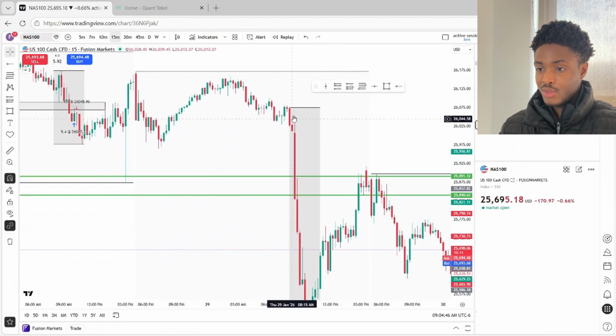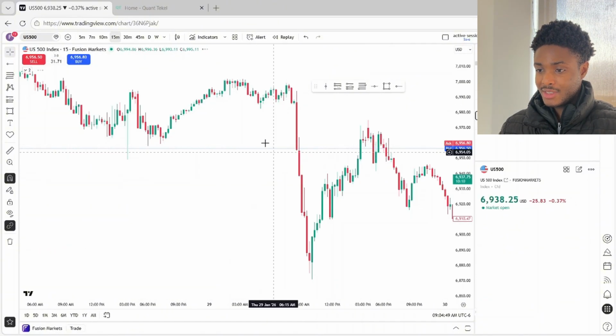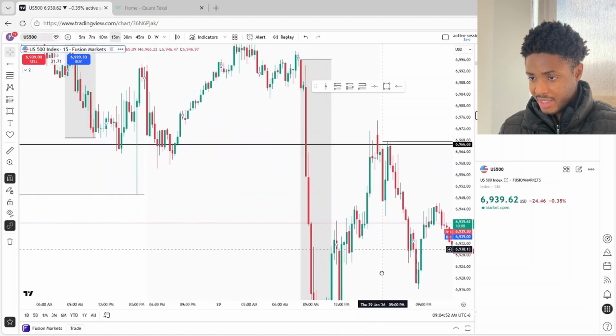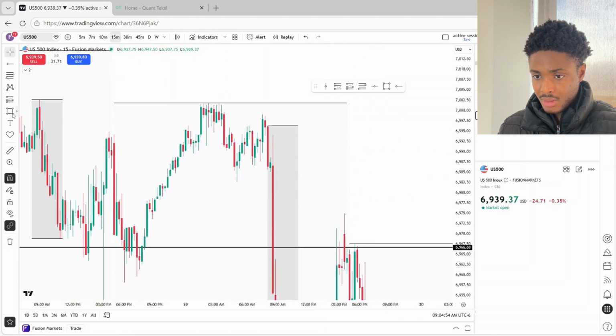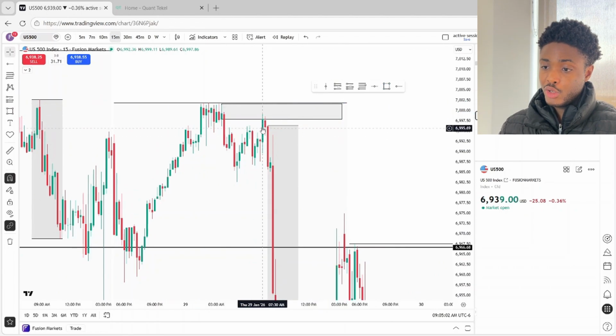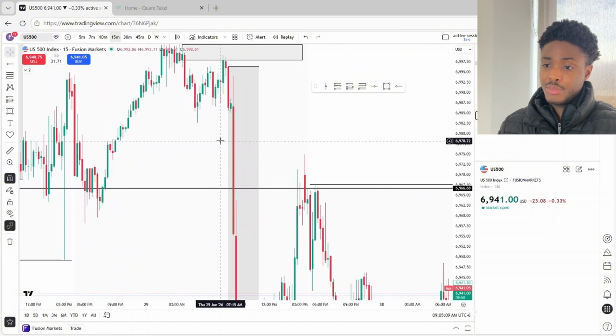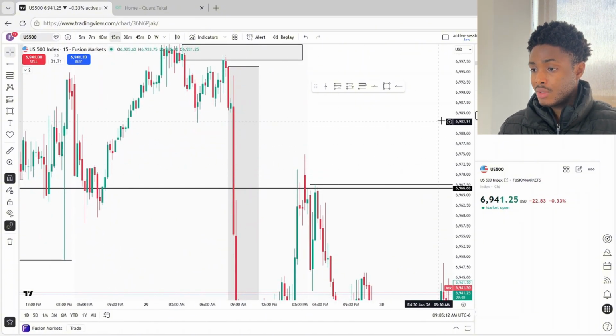Thursday, absolutely nothing happening. Thursday was quite annoying because this is meant to be my level on Thursday. But unfortunately, it got reached by 7:30 and not on the equities open. The equities open just expanded downwards. So I missed that. I wouldn't really call it a miss because it wasn't my setup after all.